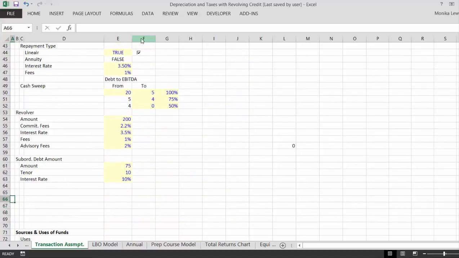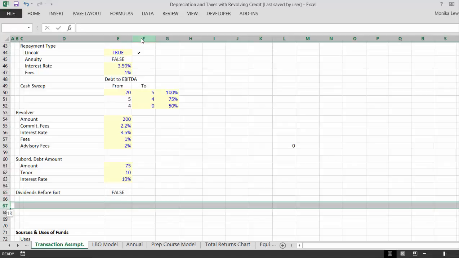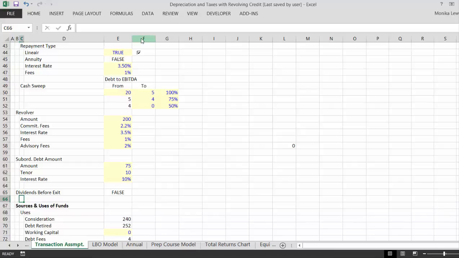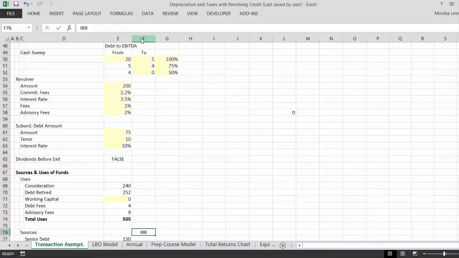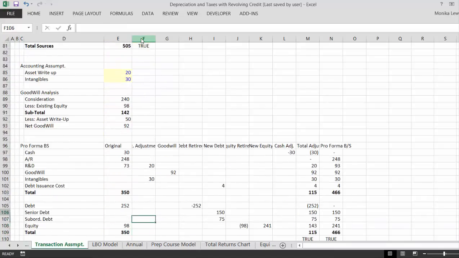Let's put dividends before exits, and we'll put false. And if we do that, there's going to be a little bit of a trick, not a trick, but we're going to accumulate cash. And maybe, if the debt to EBITDA gets low enough, you'd really allow the dividend. Okay?